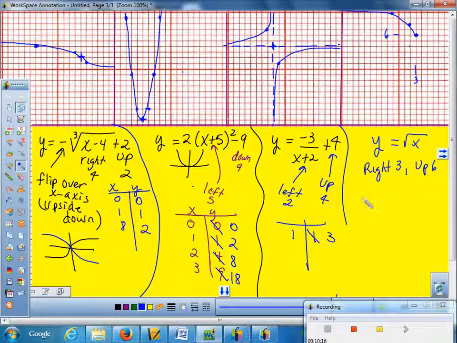Right 3 would be negative, plus 3. Does the 3 go inside or outside? Inside. Left and right is inside. So it would be minus 3 that would make me go right. When I'm inside, I go opposite. Plus 6. Up 6 is up and down. That's outside the function. And so it stays the same sign, plus 6.